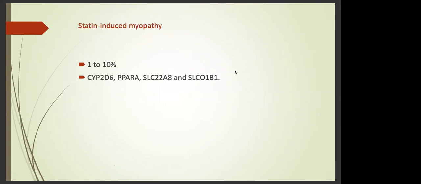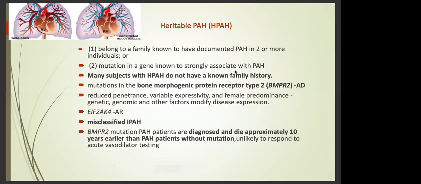Dominant, I would say, sorry. So then statin-induced myopathy. If one will recall, whenever we are starting someone on this, we may come across this problem as well. It can happen in like 1 to 10%, but there's also a genetic mechanism for these things. So some of those patients can also be having heritable pulmonary arterial hypertension.